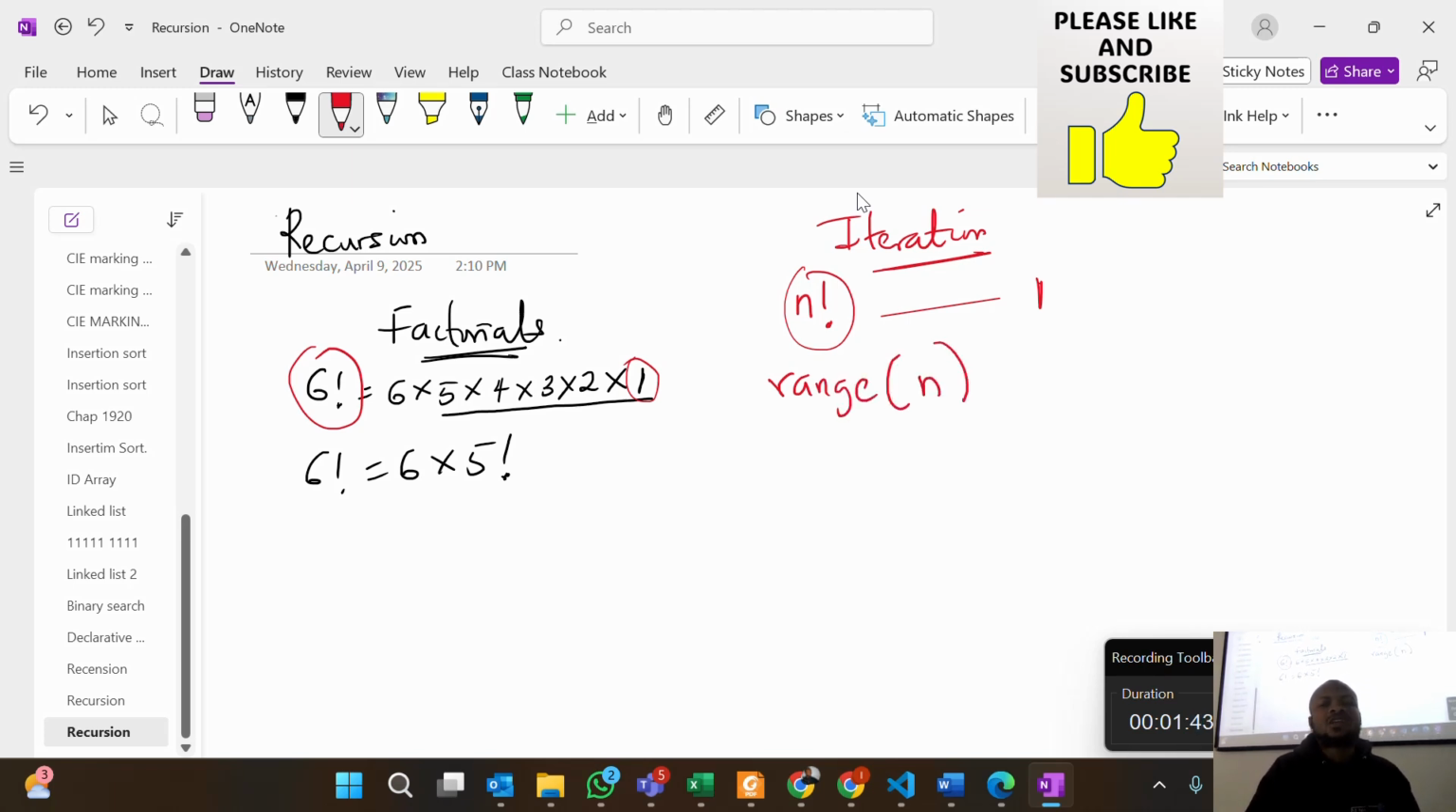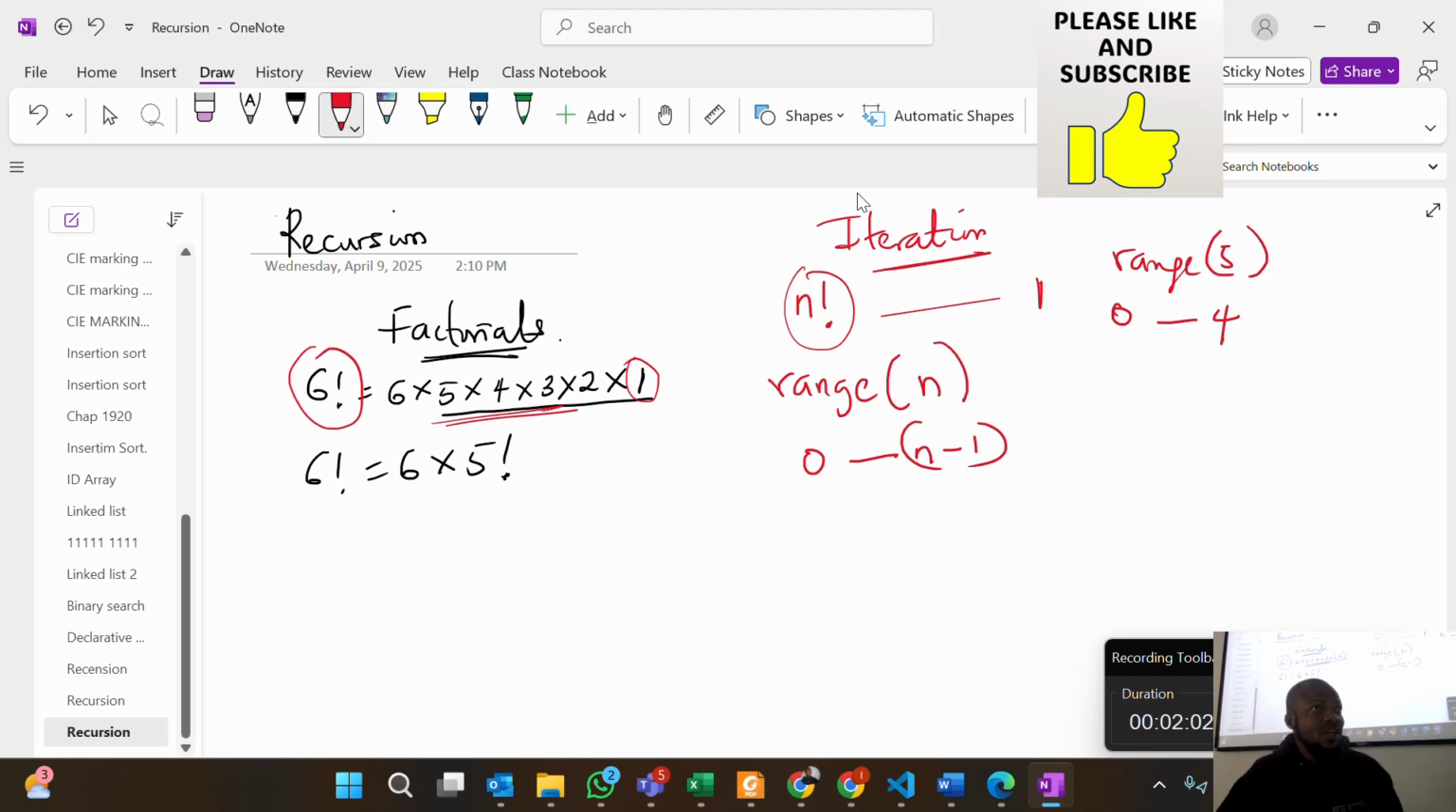Because range of n will generate values from 0 to n minus 1. Yes or yes? Because if you write range of 5, this will give you values from what? 0 to 4. But is that what we have here? No. Because this range of 5 will not include the last value, isn't it? And it starts from where? From 0. But am I supposed to start from 0? No. Where am I supposed to start from? 1. Because I want to go from that number up to 1.